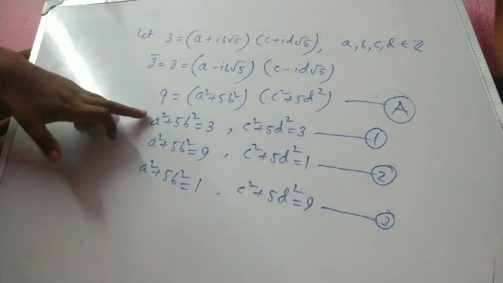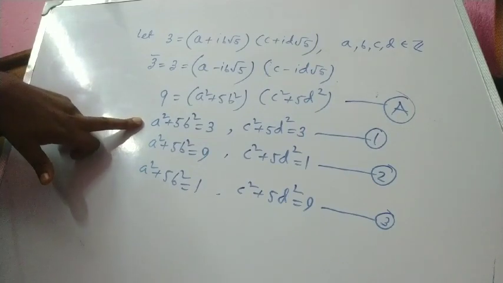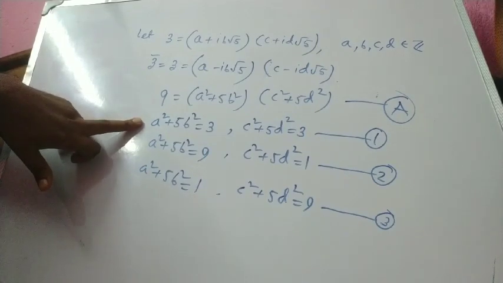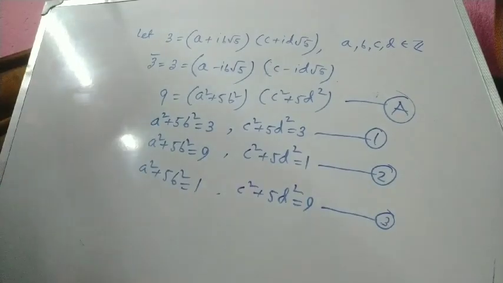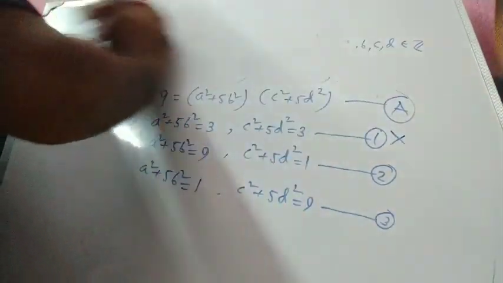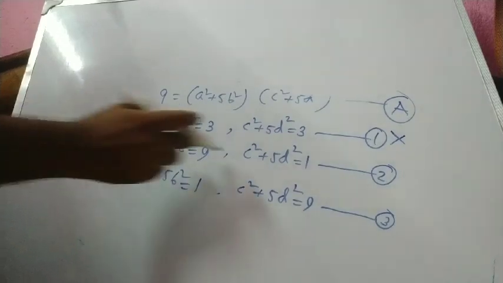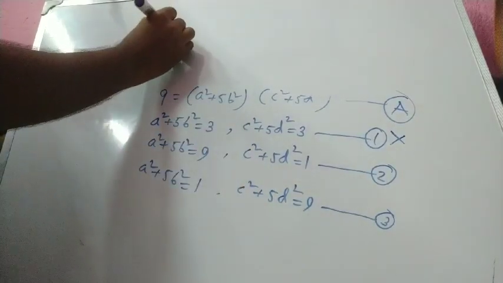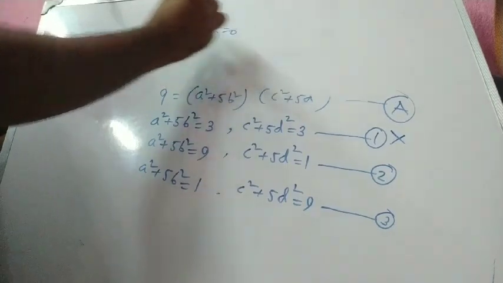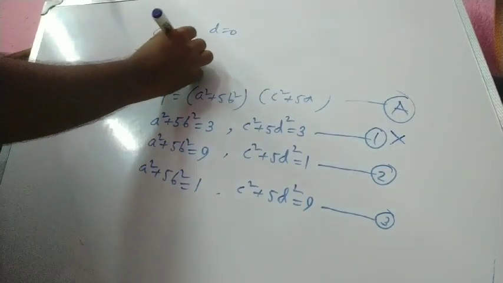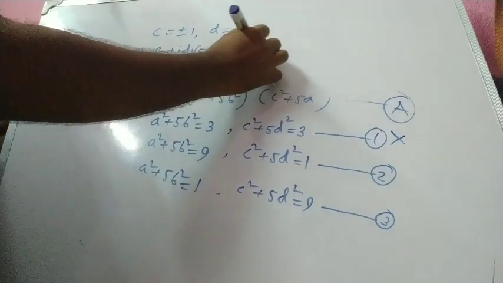So if we look at equation number 1, it is false, because since a, b, c, d are integers, there does not exist any integer a, b, c, d which satisfy equation number 1. So this equation is false. Now look at equation number 2. From equation number 2, it follows that c is equal to plus minus 1 and d equal to 0. So c plus id√5 is a unit.